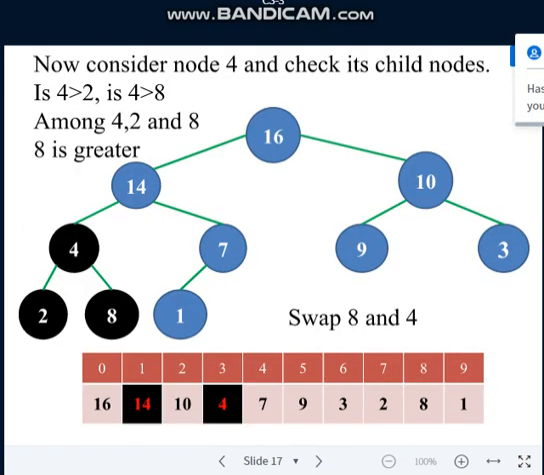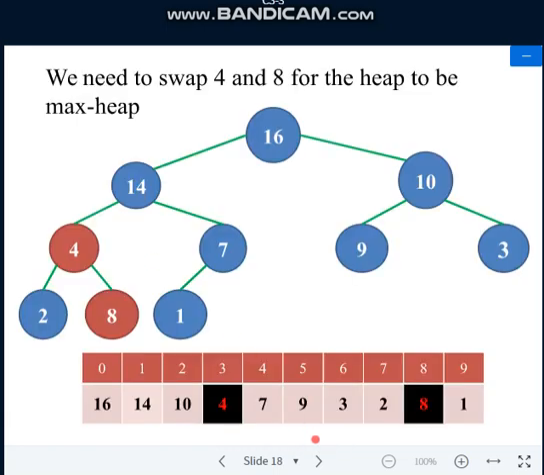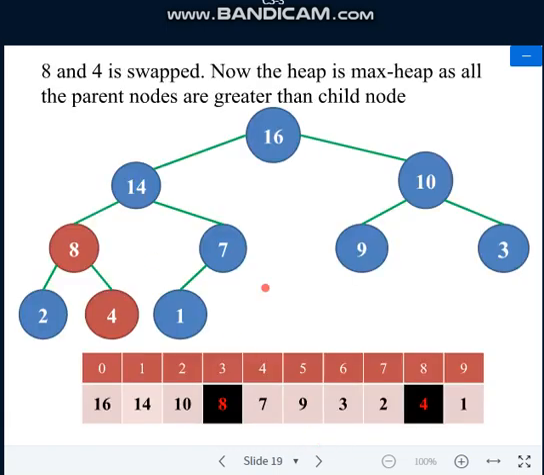Look at this, now again 4, 2 and 8. Among these three, which one is greater? 8 is greater. So again I'll swap this 8 and 4. Yes, we will swap 8 and 4. Once we swap, we will get the tree like this. So now the left subtree is almost a max heap.